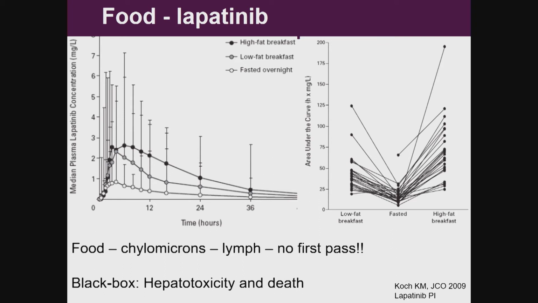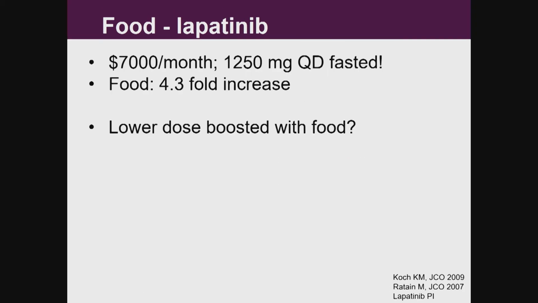And the lymph system bypasses the portal vein, bypasses the liver, and the lymph gets dumped into the superior vena cava. So there's no first pass effect. Now this is very relevant because lapatinib has a black box warning for hepatotoxicity and potentially death. And so high concentrations are potentially dangerous.